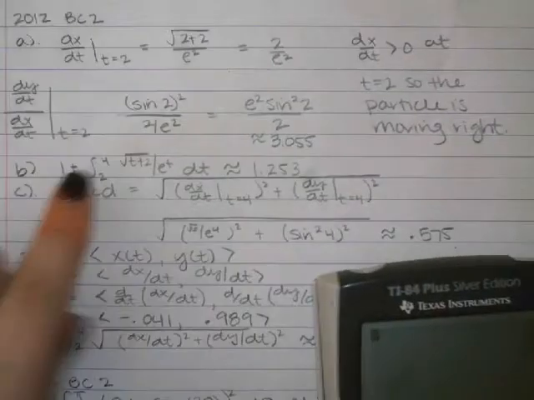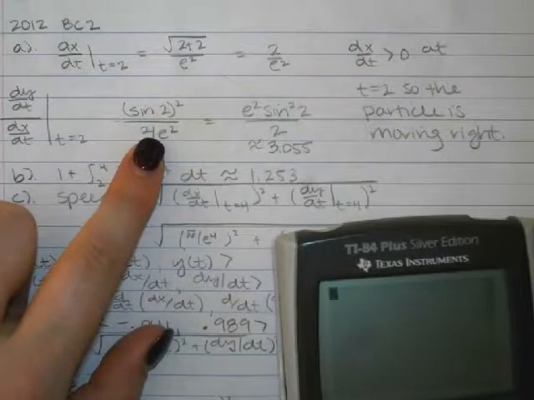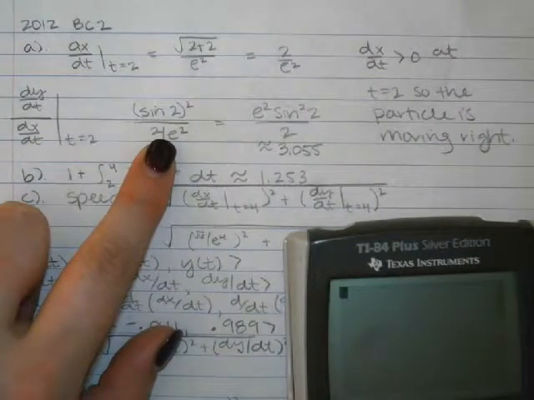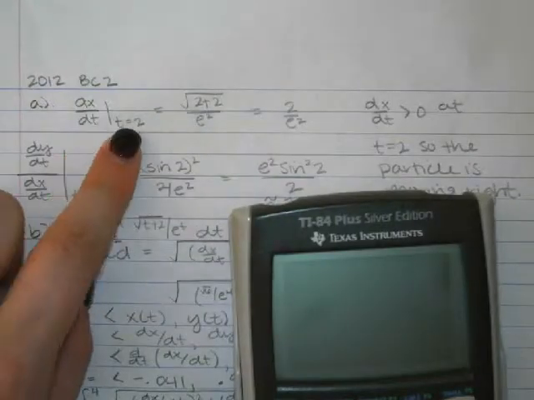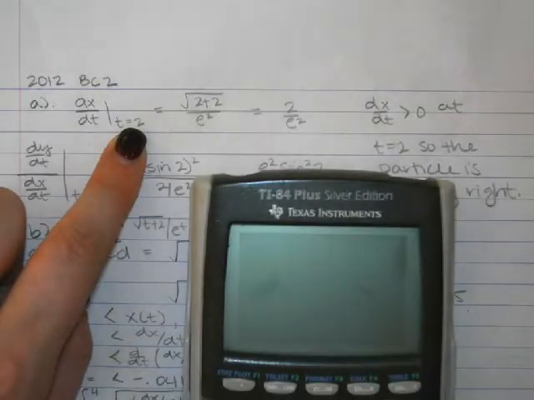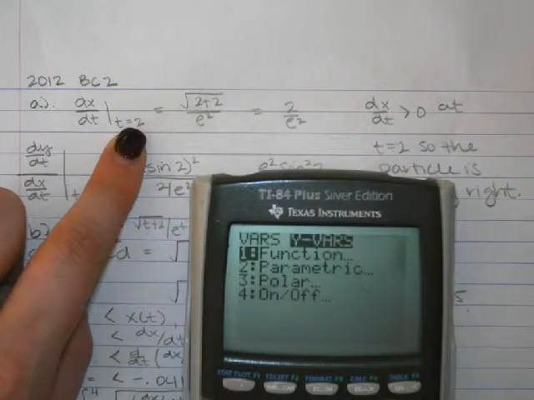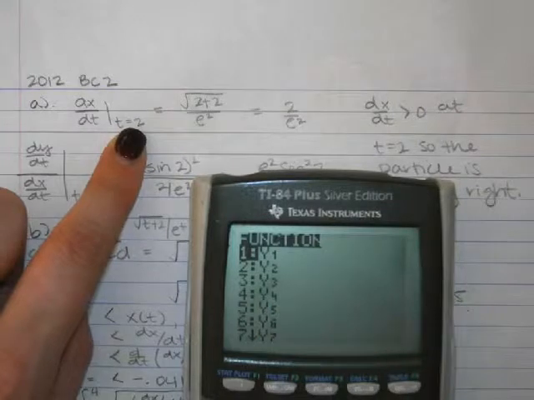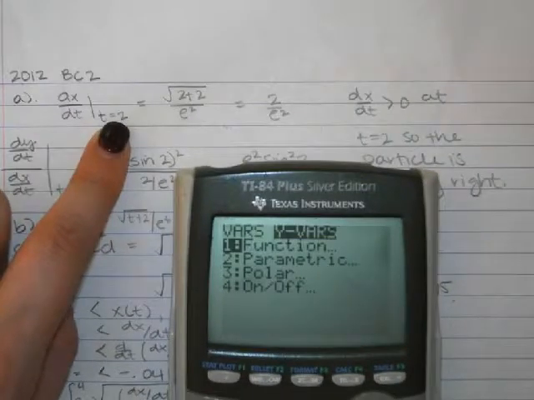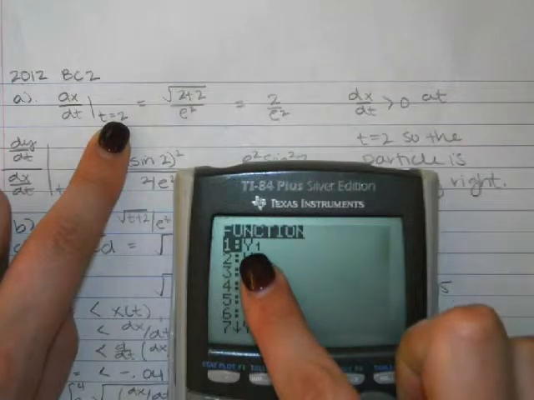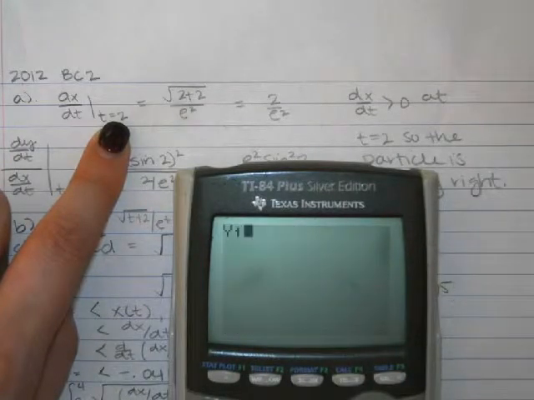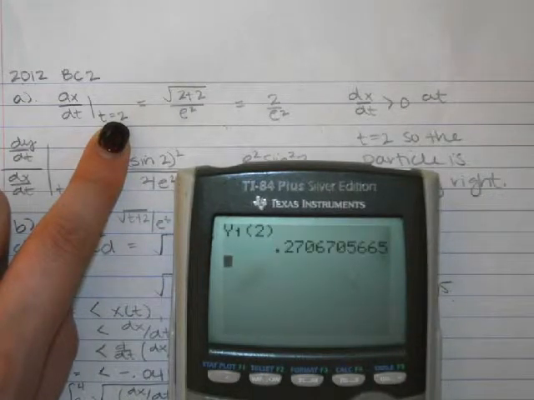So for instance, if you wanted to do part A and they're saying take dx dt and evaluate it at 2, then if you hit vars, you go over to y vars. Sorry, let me do that again slower. Go over to y vars, press enter because it's a function, and then y1 is that first function, so you can do y1 of 2. And it will just spit out the answer.